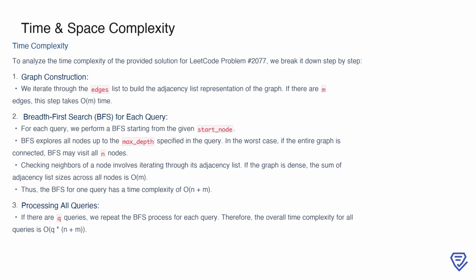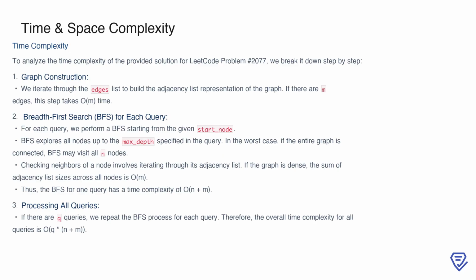To analyze the time complexity of the solution for LeetCode problem number 2077, we begin with the graph construction step. Here, we iterate through the list of edges to build an adjacency list representation of the graph. Since there are m edges in the input, this step operates in O(m) time.